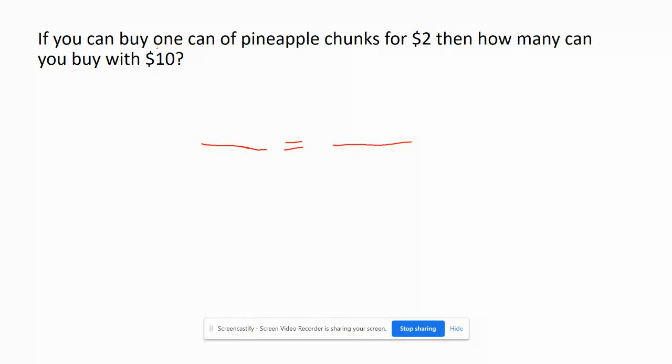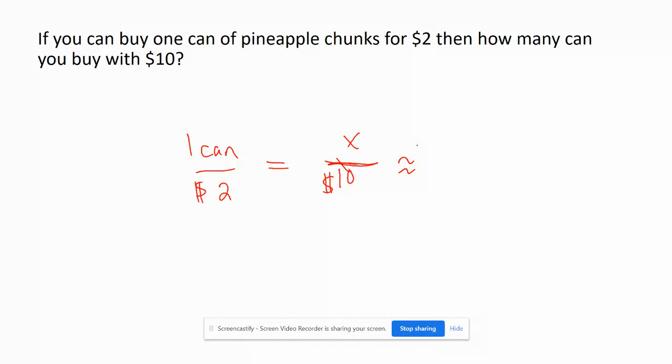So, for example, if I put one can and $2 in my fraction, let's say I put one can here and $2 here. How many can I buy with $10? Of course, I would have to put the $10 here. Let me rewrite that, I just erased it. I apologize. $10, $2, one can. I don't know how many cans. Okay.